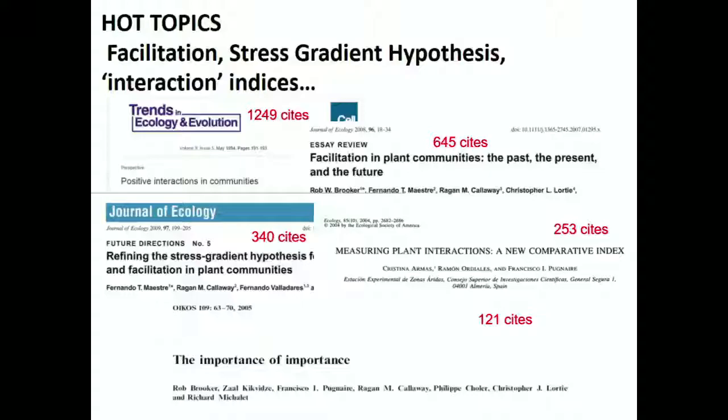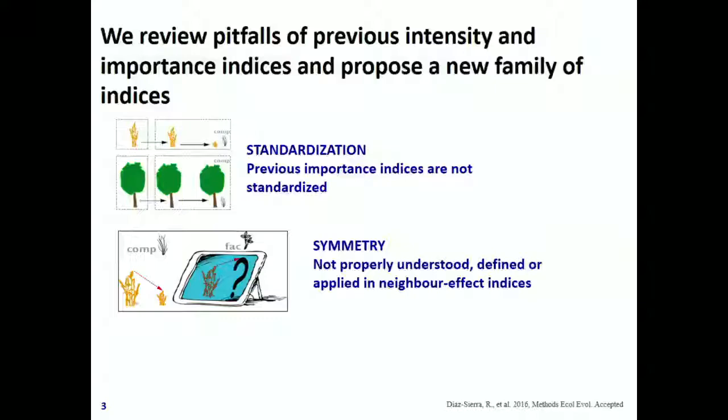So what I'm going to do in the talk is review the pitfalls of previous intensity and importance indices for these neighbor interactions, based on two properties of the indices. The first one is standardization, which deals with comparing experiments from plants with different size, as simple as that. And we learned that previous importance indices are not standardized. And the second one is symmetry.